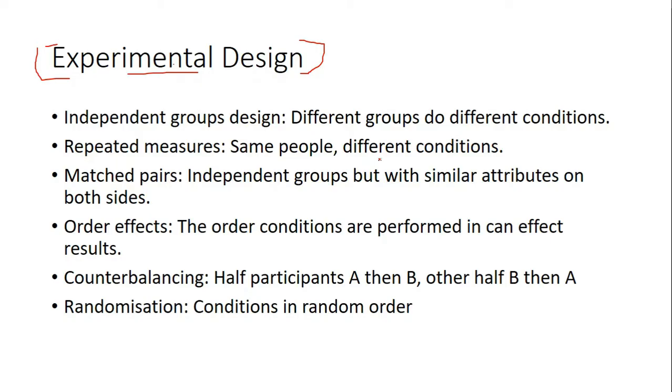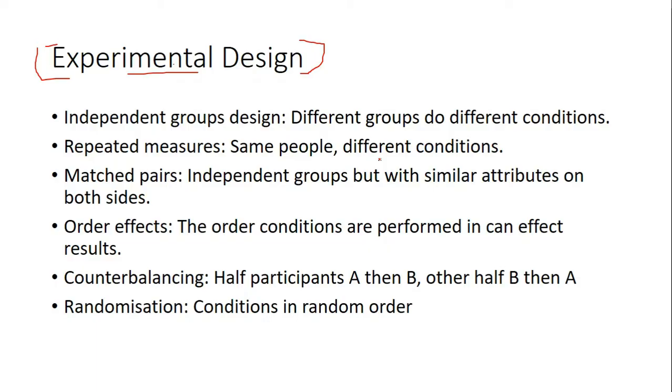Matched pairs is where it's the same as independent groups, but you have similar attributes on all of the sides of the independent variable. It would be like if Peterson and Peterson said, well, we want one man and one woman in each of the timings, so one man and one woman in 3 seconds, one man, one woman in 6 seconds, and so on. It's just trying to match all of the attributes of a person.